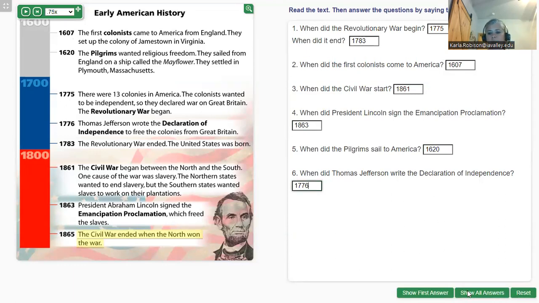Okay. All right. So that is how you read a timeline. So the dates are always next to the point or what happened that year.